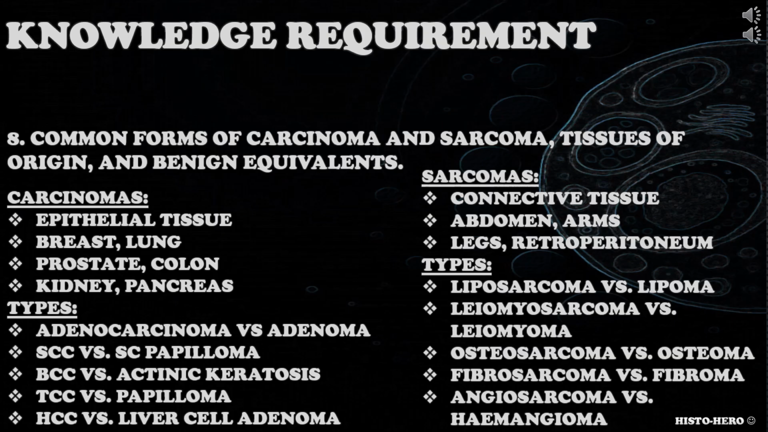sarcomas and their connective tissue origin, their common locations like abdomen, arms, legs and retroperitoneum, their types and benign equivalents like liposarcoma and lipoma, leiomyosarcoma and leiomyoma, osteosarcoma and osteoma, fibrosarcoma and fibroma, angiosarcoma and hemangioma.